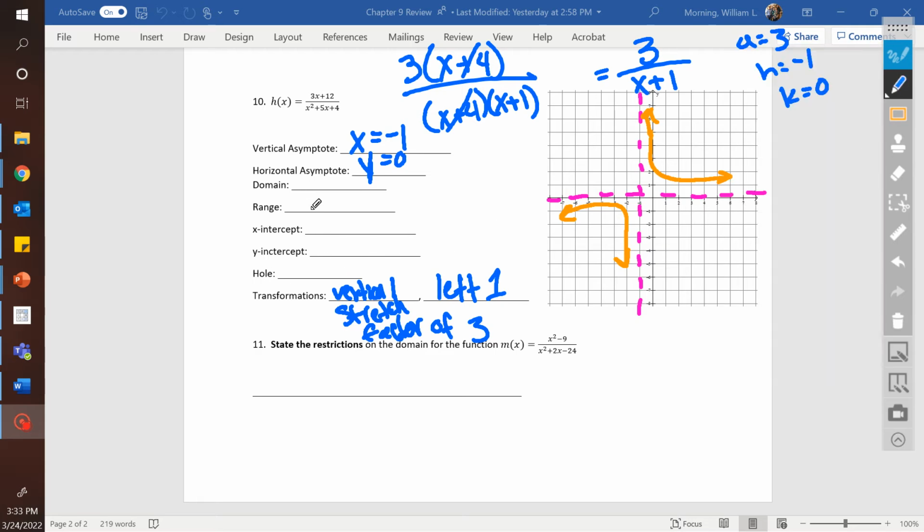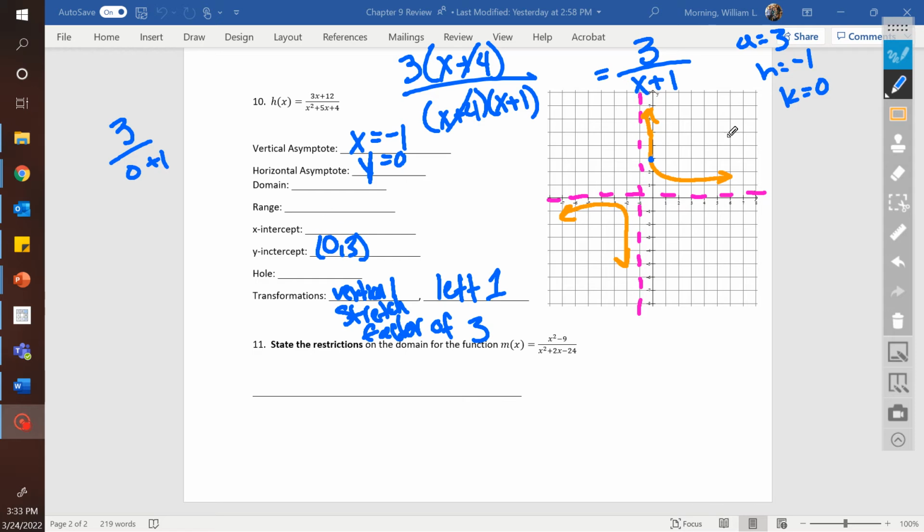Okay, so I do my x and y intercepts by setting these equal to 0. I'll start with my y-intercept, so setting x equal to 0. So 3 over 0 plus 1. When you plug in 0, you get 3. So 0, comma 3, which is right there. That's my y-intercept.